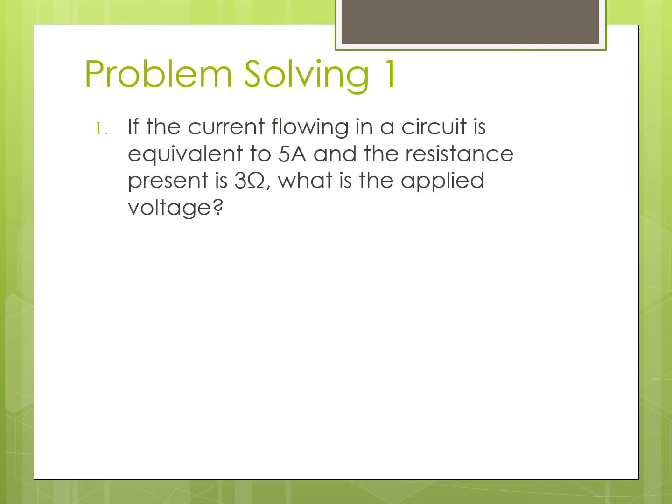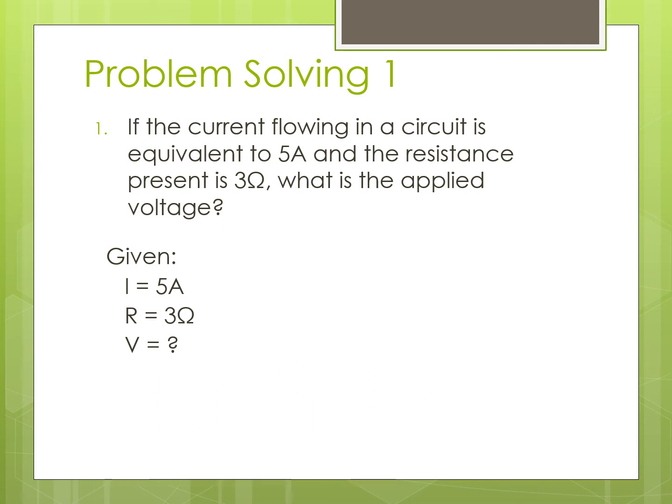Let us try to solve a sample problem. If the current flowing in a circuit is equivalent to 5 amperes and the resistance present is 3 ohms, what is the applied voltage? So basically, what is being asked from the problem is the missing voltage. So we first provide the given. Current, or I, is equivalent to 5 amperes. Resistance, or R, is equivalent to 3 ohms, and voltage is missing.